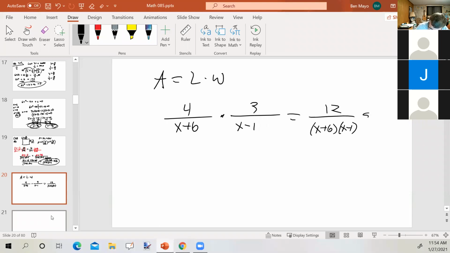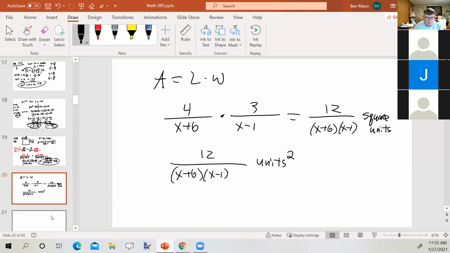And that's going to be square units. So 12 over x plus 6 times x minus 1. Or I suppose you could write it this way. Square units. All right. That is all the questions that people emailed to me.